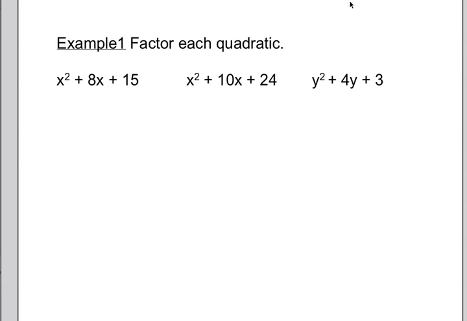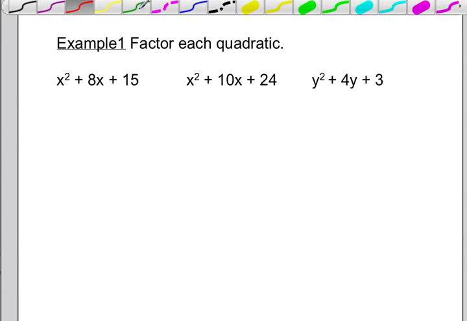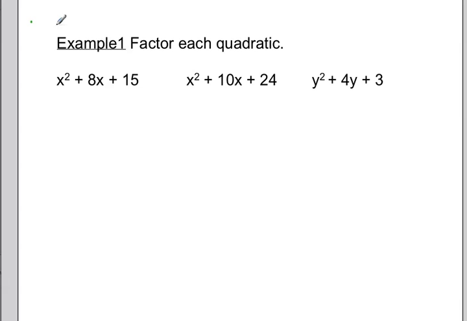Hello, this is Mr. Collier, and today we're going to be factoring some simple quadratic expressions. In the first quadratic we have x squared plus 8x plus 15. Now we know that we're going to get two binomials multiplied by each other. We're going to have x plus a number times x plus a number. We've got to figure out what those numbers are.